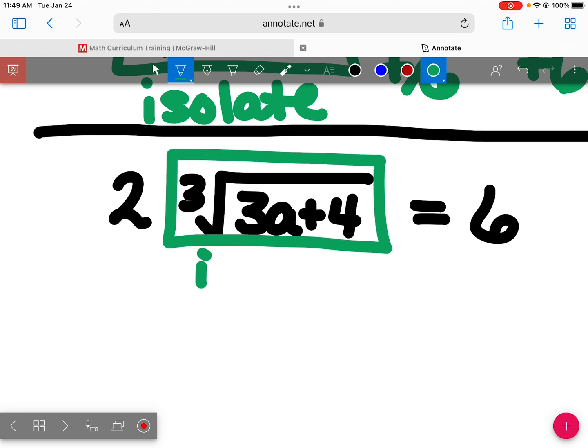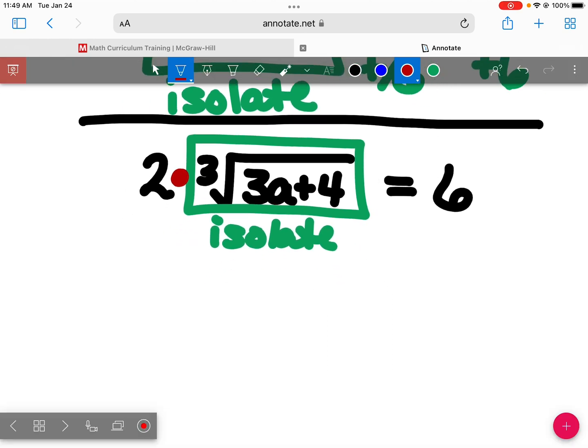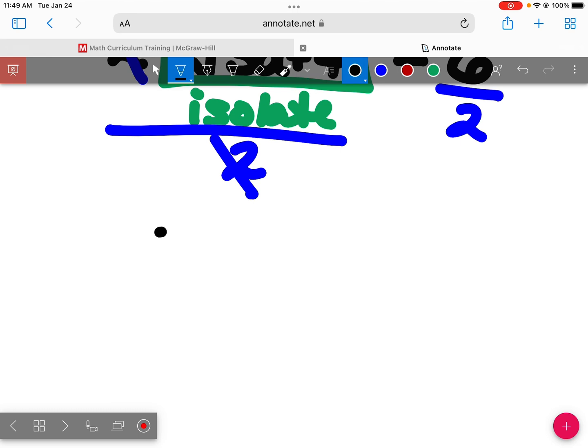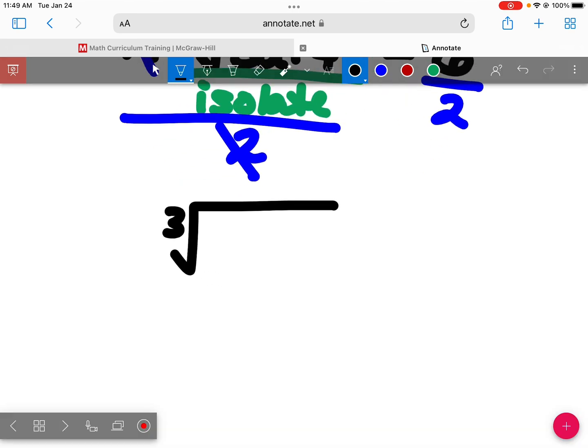Still need to isolate this. I heard subtract 2. What's connecting the 2 to that cubed root? What operation is connecting those? It's multiplication. How do I undo or get rid of multiplication? We're going to divide. So I'm going to divide both sides by 2. So I have the cubed root of 3a plus 4 equals what? Equals 3.